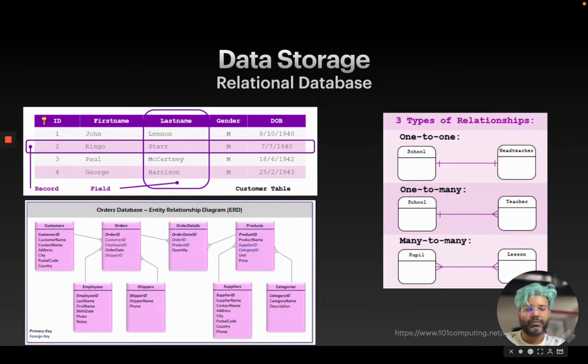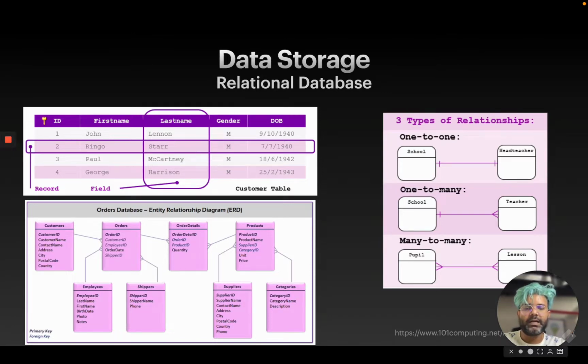And then there's a many-to-many relationship, which can happen between the pupil and the lesson, because one student can enroll in many different lessons, and lessons can be enrolled by many students. Many lessons can be taken by one student, and one lesson can be taken by many students as well. So that's where the many-to-many relationship comes into the picture. Now these kinds of relationships are the foundation of a relational database.